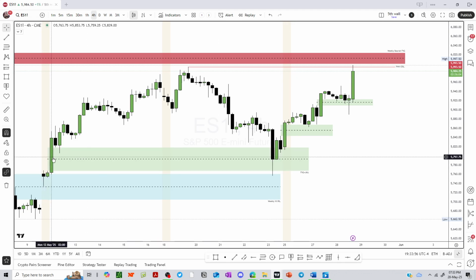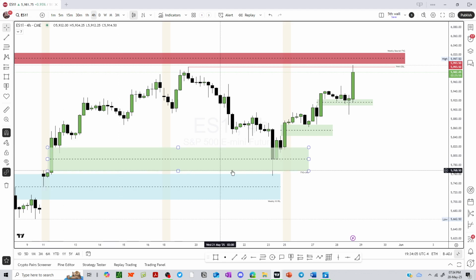Why is this fair value gap significant? It's because price traded down into it and took off. So that's a true support and resistance level. And of course, you divide fair value gaps into quarters, and the consequent encroachment, the midpoint, is a crucial part of that equation. So we have price running higher.